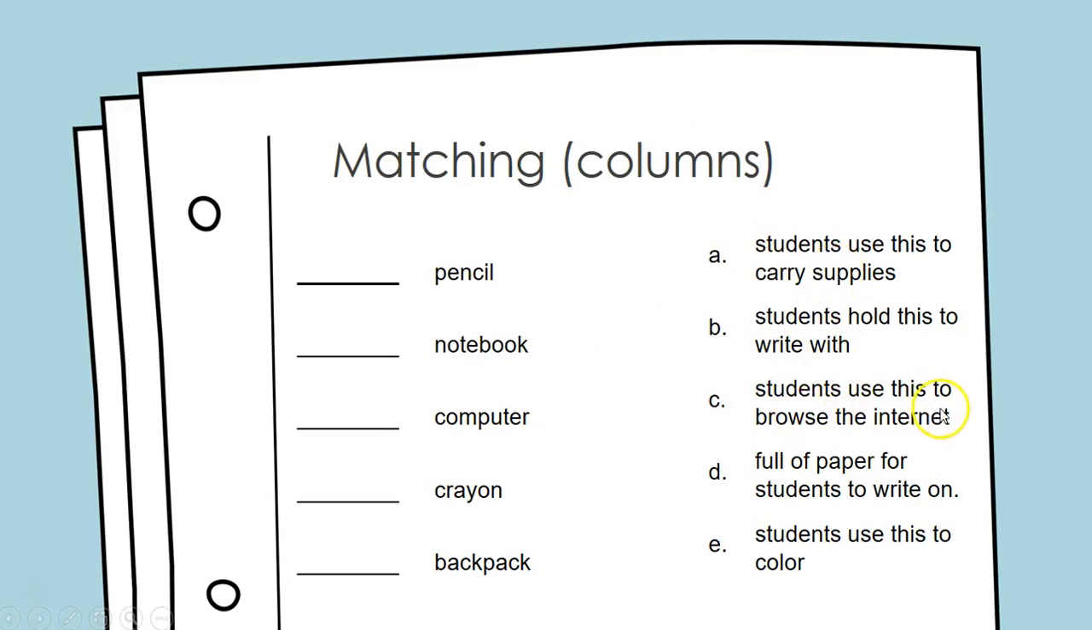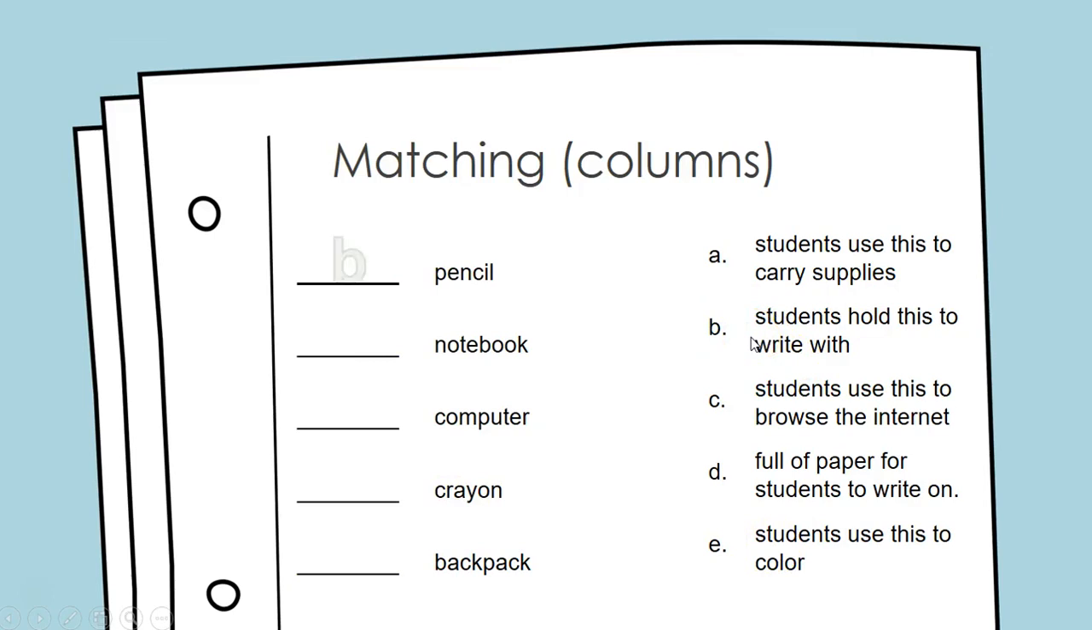Students use this to browse the internet. Is that a pencil? No. This is full of paper for students to write on. Is that a pencil? No. And students use this to color. Is that a pencil? It sounds kind of similar, but we look through all of our vocabulary terms and realize, oh, crayon is also on the list. And crayons color, pencils write, even though these two things are similar.